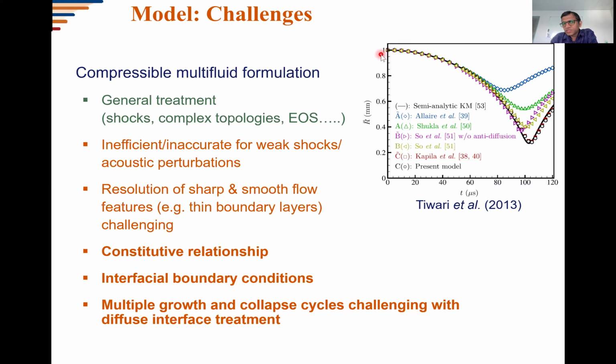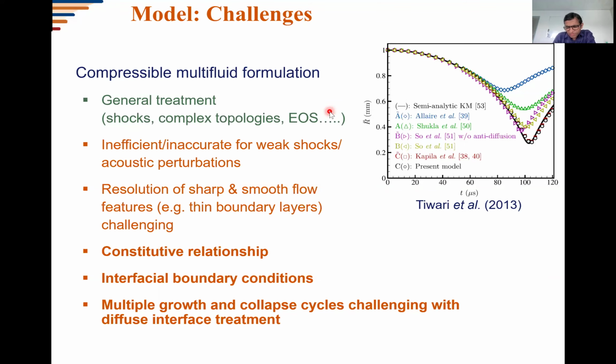And shown here is, for instance, a collapse and a growth cycle. So a bubble starts off with an initial radius, and because it's perturbed through a pressure gradient, it starts to shrink in size and then again grows back. But as you can see, these different formulations tend to give you different results, and it's really hard to come up with formulations that follow this growth and collapse cycle exactly if one works with a compressible formulation.